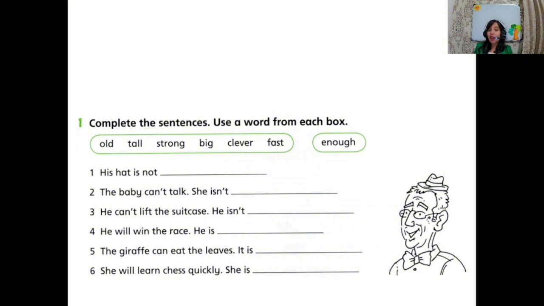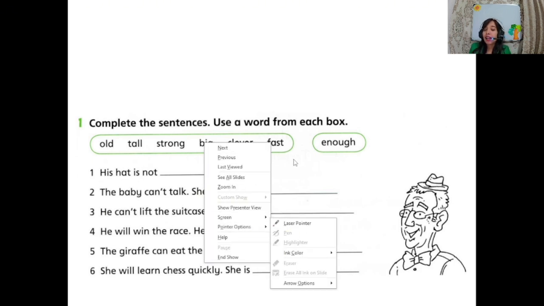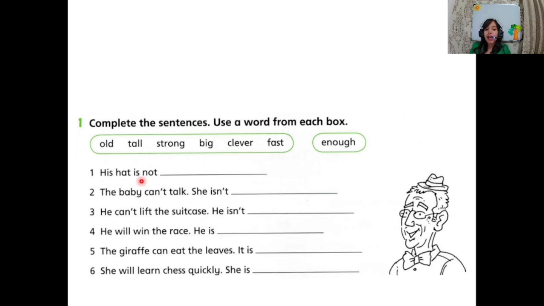Now, my dear, let's complete the sentences. We have to use enough and one adjective, okay? His hat is not... For example, his hat isn't big enough. The baby can talk. She isn't old enough. He can't leave the suitcase. He isn't strong enough. He will win the race. He is fast enough.